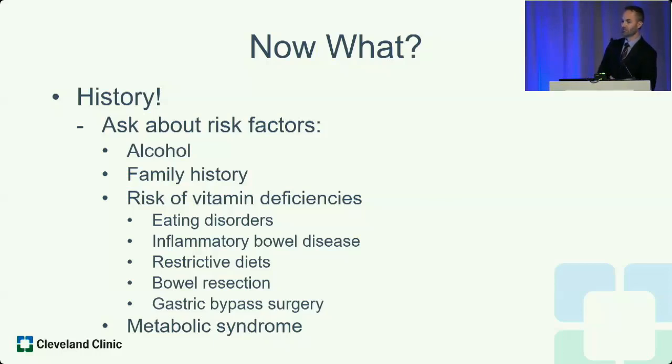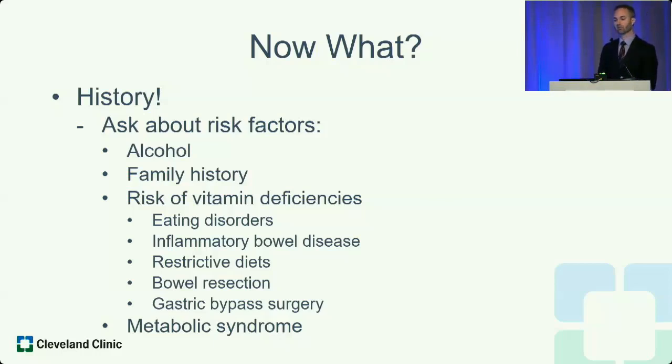Risk factors for vitamin deficiencies include eating disorders, history of inflammatory bowel disease, and overly restrictive diets. Historically, we're all taught vegetarian and vegan diets and B12 deficiency, but nowadays we're seeing a lot of people on carnivore diets and paleo diets that may be missing some of the vegetable side of things. So really be thinking through some of those. Bowel resection histories and gastric bypass surgery are probably the most common risk factors we see for vitamin deficiencies. And it's not always going to be in their EMR, right?